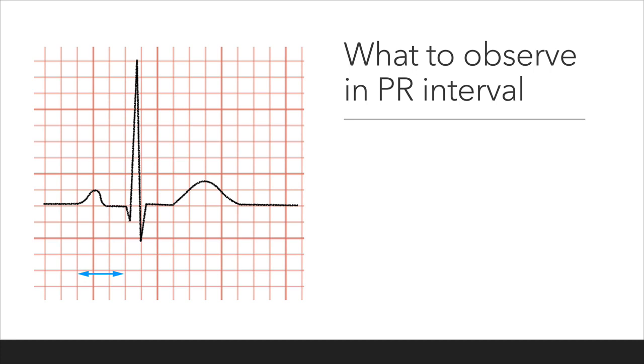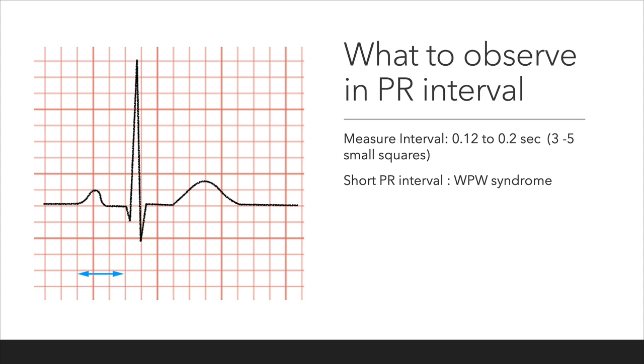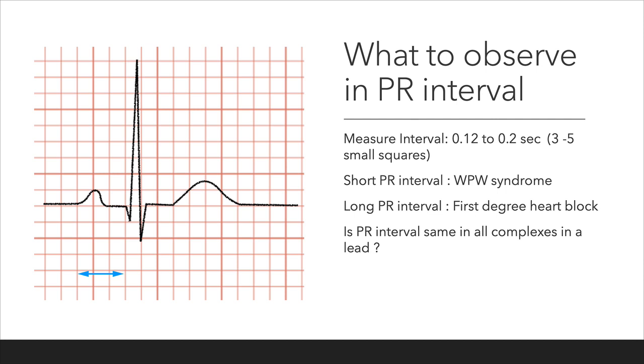So what do we observe in the PR interval? We're going to measure the interval. Now the normal interval is 0.12 to 0.2 seconds. That's 3 to 5 small squares. Short PR interval is one of the examples is Wolff-Parkinson-White syndrome, and long PR interval is seen in first degree heart block. We also have to keep in mind to look for PR intervals that they are same in all the complexes and they are not varying in their duration.